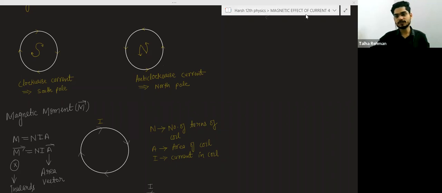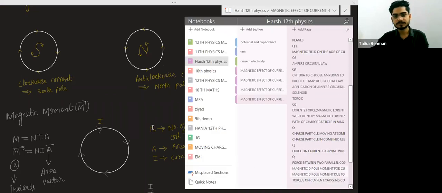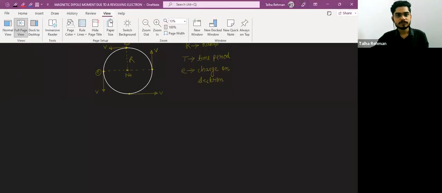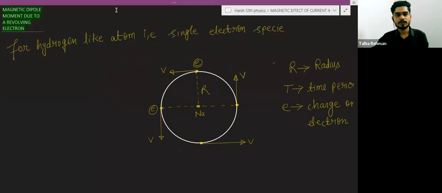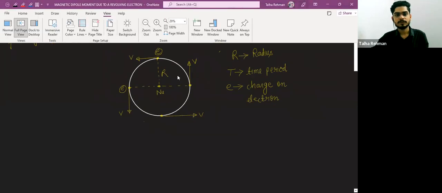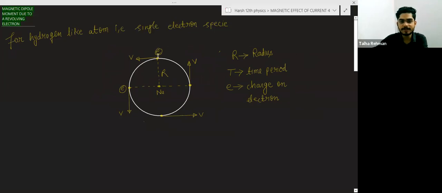Okay, so this is the case you can see here. Here you have the electron. Suppose the electron has started its motion, and this is the nucleus. The electron is revolving in a circular path. Initially, the electron is at this point.